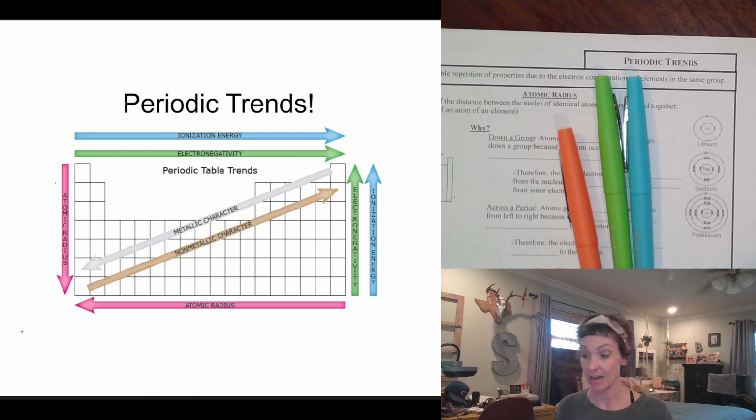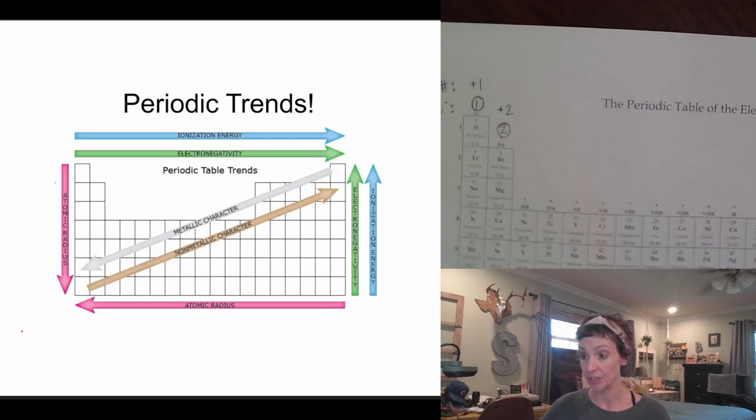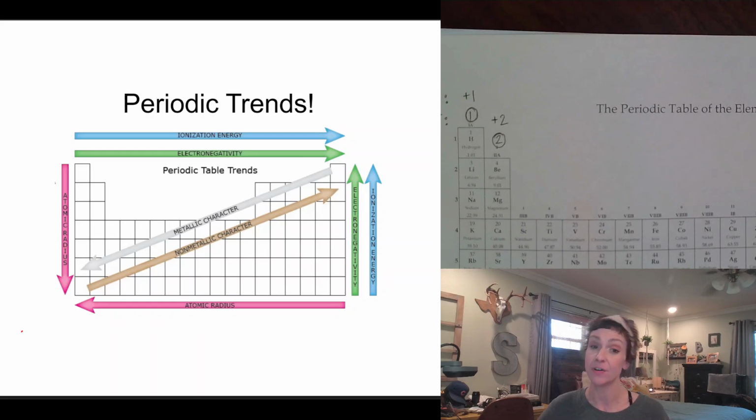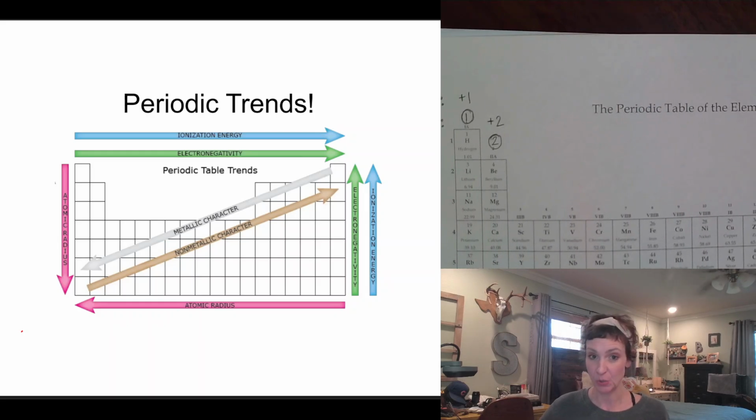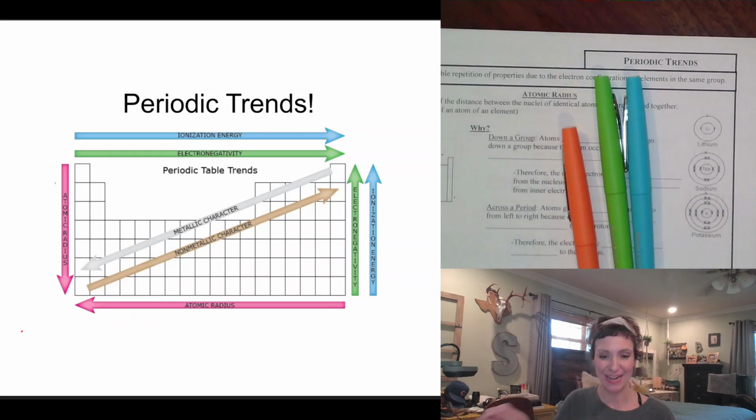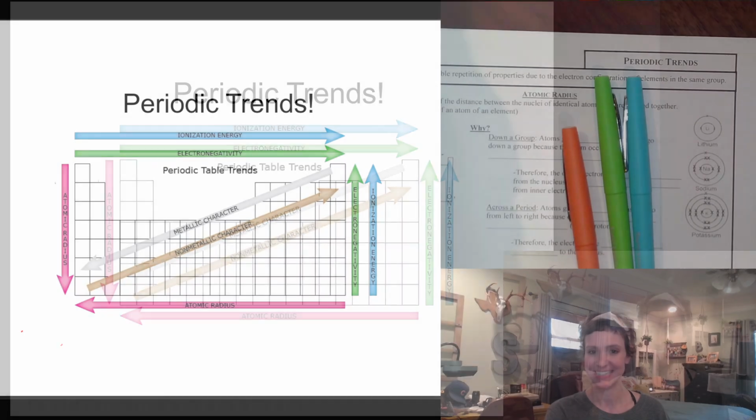We'll also need our periodic table. You can totally use the periodic table that we colored from last lesson with our special groups, or you can get a blank, fresh periodic table. It's totally up to you, but I'm excited to talk about the periodic trends today.